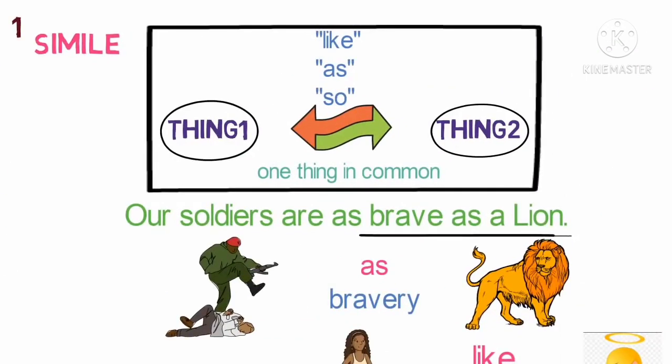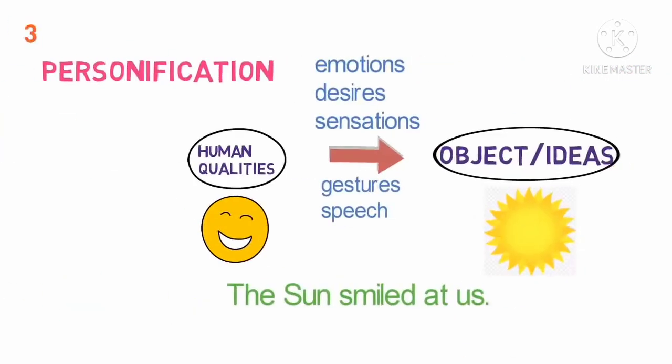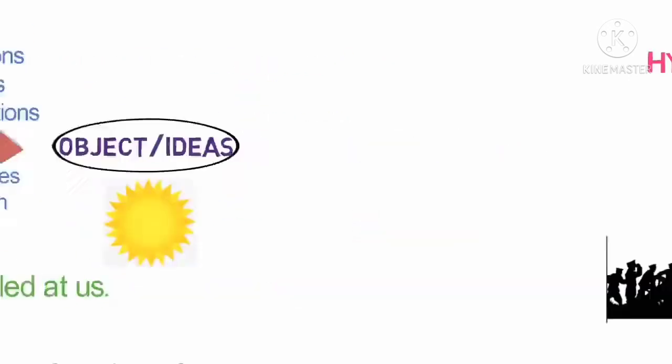First one was simile. A simile is a figure of speech that uses comparison between two unlike things done using like, as or so. These things must have one thing in common. Second, metaphor. A metaphor is a figure of speech that uses comparison between two unlike things. These two things must have one thing in common, but it is done without using the words like, as or so. Third, personification. Personification is a figure of speech where human qualities are given to objects or ideas. These qualities may be emotions, desires, sensations, gestures, and speech.